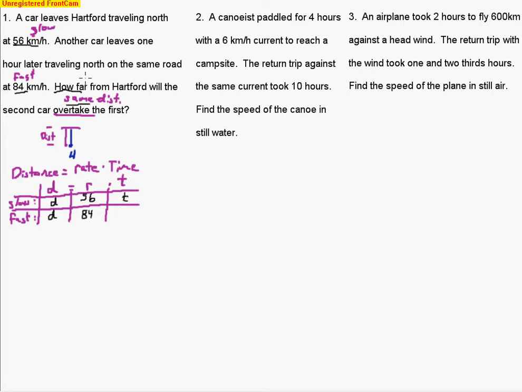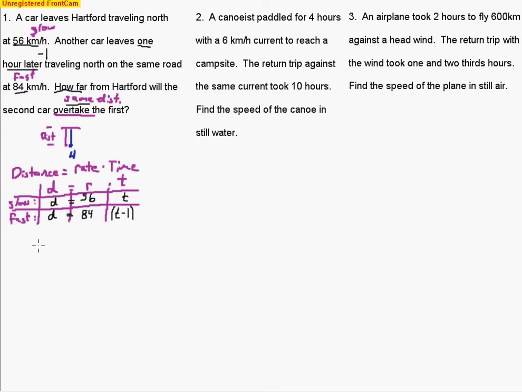Now the fast car leaves 1 hour later. So is he traveling longer or shorter? Well, since he's going faster and eventually he catches up, and he left an hour later, that means it's t minus 1 from the time that the slow car traveled. So the slow car traveled t hours, and we need to take 1 away from that to give us the time that the fast car traveled. So now we have our equations. This equation is d equals 56t. This equation is d equals 84 times, and then I need to put t minus 1 in parentheses because t minus 1 is one number.